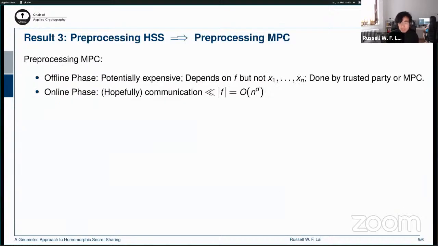And finally, as our third result, we construct preprocessing MPC protocols from preprocessing HSS. To recall, a preprocessing MPC protocol is one that has two phases, an offline phase and an online phase. The offline phase is potentially expensive, but it only depends on the function f, but not the online inputs. It can be done by just a party or by another MPC protocol. And the goal is that with all this preprocessing, we hopefully achieve an online communication cost which is much smaller than the description size of f, which could be as high as n to the power d.